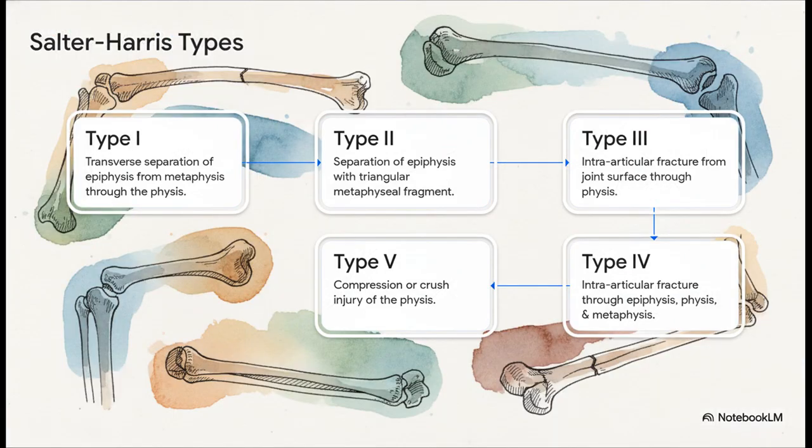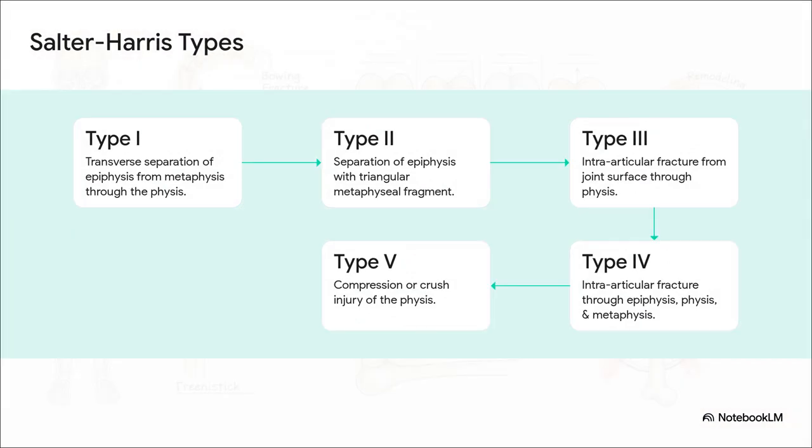Type IV is the T for through everything. The fracture line goes from the joint surface, through the epiphyses, across the physes, and into the metaphysis. Just like a type 3, it's intra-articular. But the big risk here is growth arrest. Because that fracture crosses the physis, you can get a bony bridge that forms, tethering growth and causing a nasty angular deformation over time.